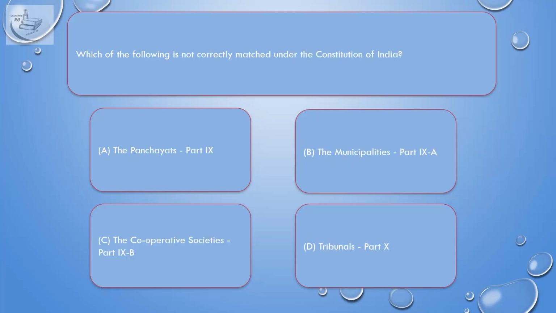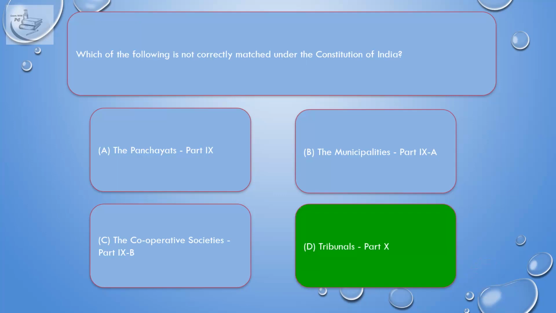Question: which of the following is not correctly matched under the Constitution of India? A. The Panchayats, Part 9. B. The Municipalities, Part 9A. C. The Cooperative Societies, Part D. Tribunals, Part 10. Correct answer is D. Tribunals, Part 10.